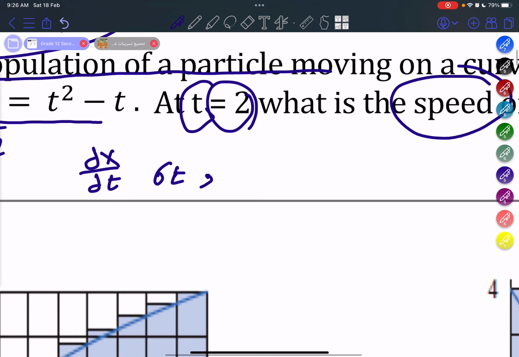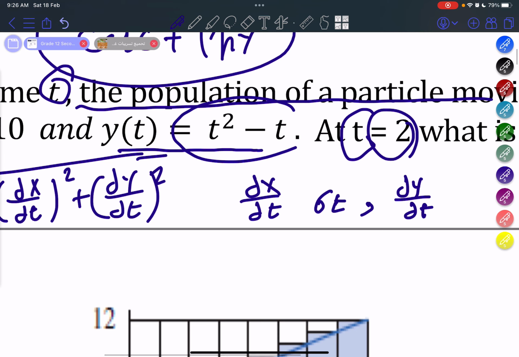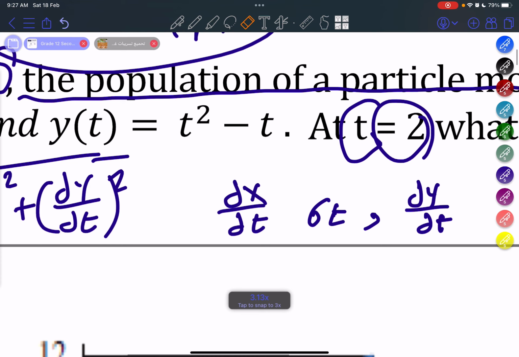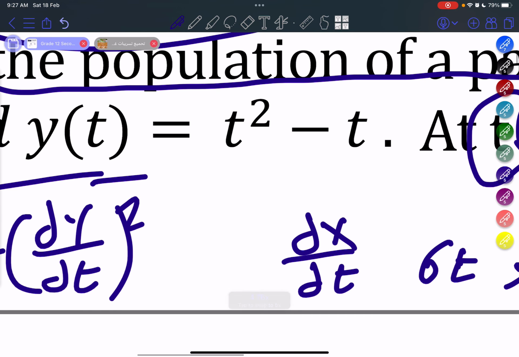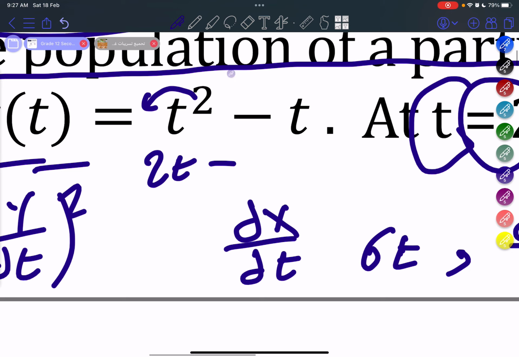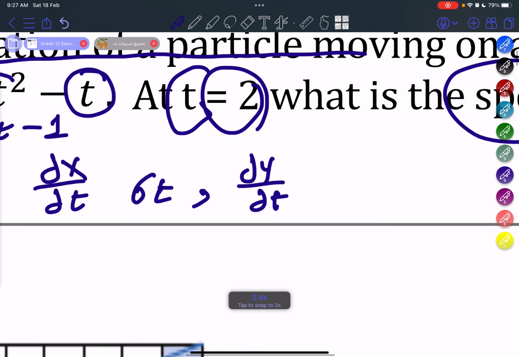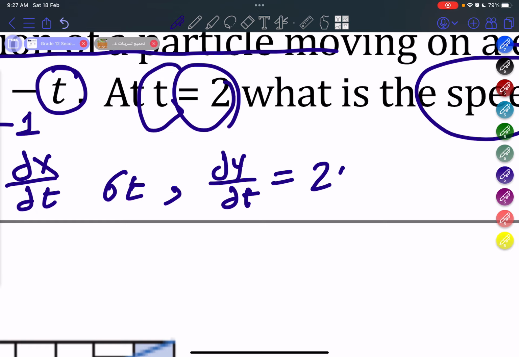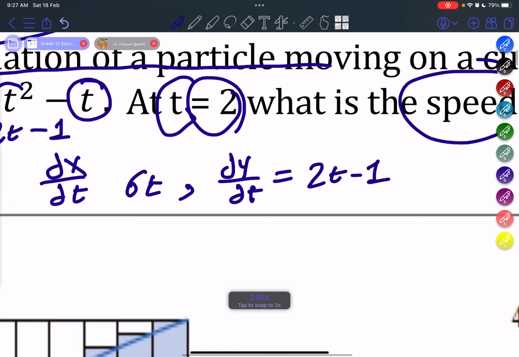Now, let's get dy over dt. Hence, we need to get the derivative of t squared minus t. Again we will apply the power rule. So 2 will go down, it becomes 2t, minus 1 from the power, it becomes power 1, so we don't have to write it. Minus, if we have a variable, it becomes 1. So dy over dt equals 2t minus 1.